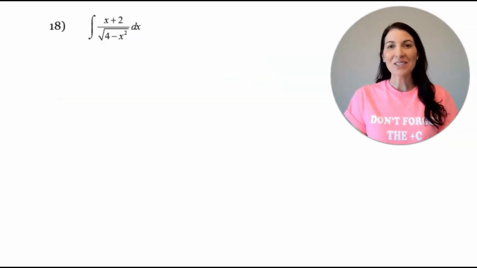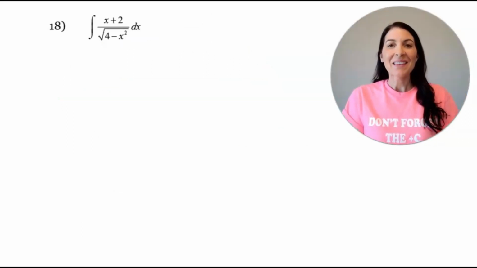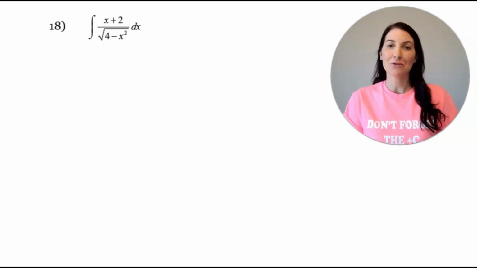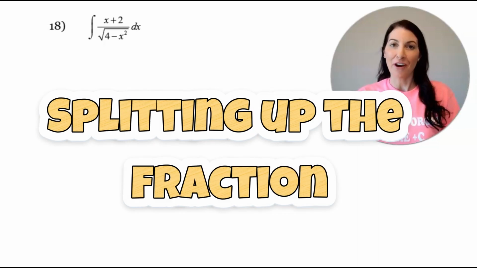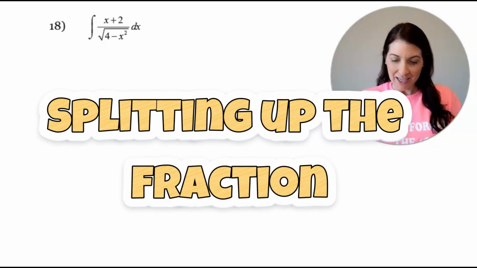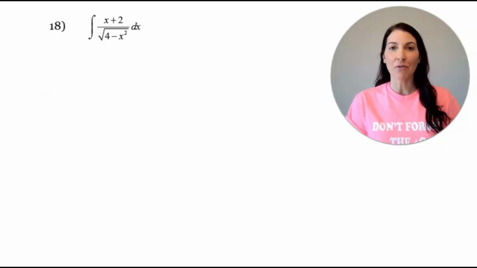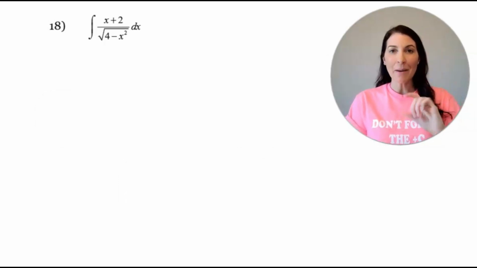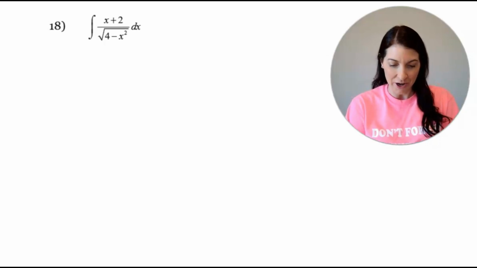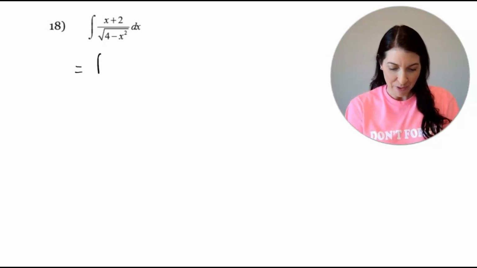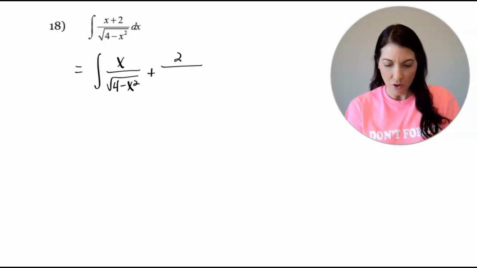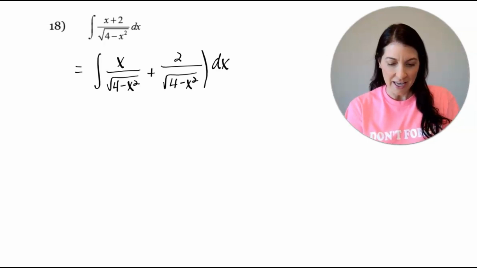Let's move on to question number 18. In this question, we are going to use the strategy called splitting up the fraction. And what I mean by that is we are going to rewrite this integral as x divided by the denominator plus 2 divided by the denominator. So here we go. Splitting up the fraction gives us x divided by the square root of 4 minus x squared plus 2 over the square root of 4 minus x squared dx.